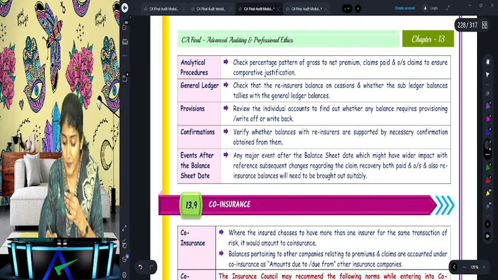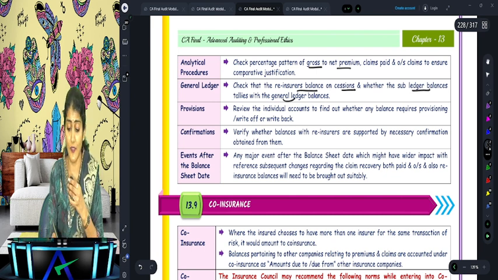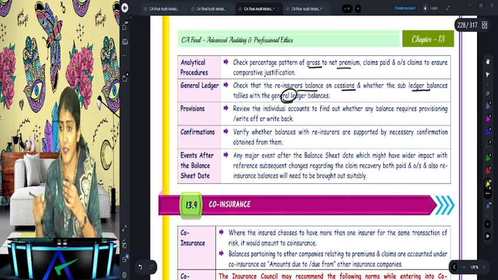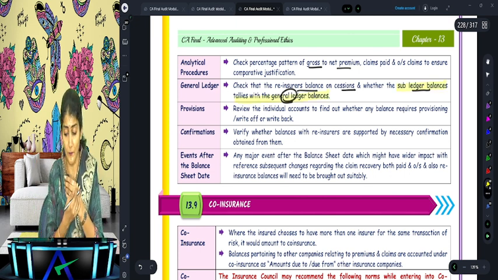Then percentage pattern of gross to net premium, reinsurers' balance on cessions and whether sub-ledger balances tally with the general ledger. Now this is again a general point which we can always write, whether sub-ledger balance tallies with the general ledger.